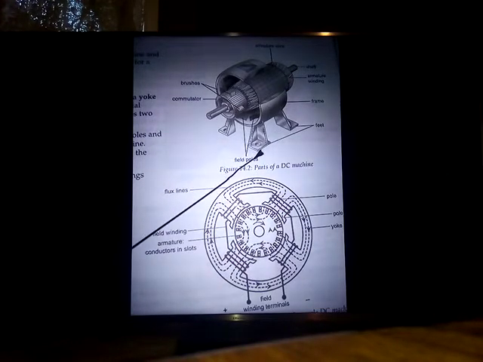Right. Now, the poles are mounted onto that casing. They are mounted somewhere in here. When you check, you'll see they are mounted onto that casing. And then mounted onto these poles are pole shoes. The pole shoes. Now, the purpose of the pole shoes is to hold these coils here.